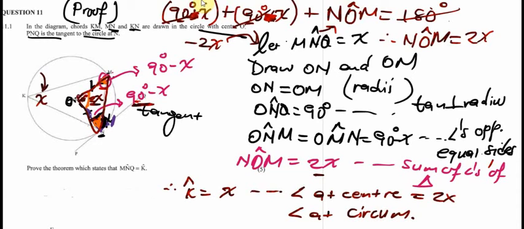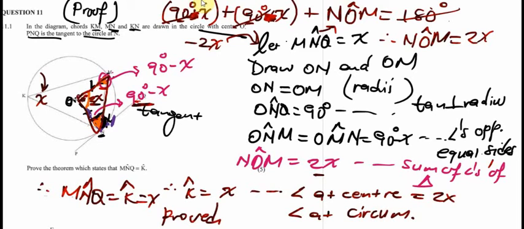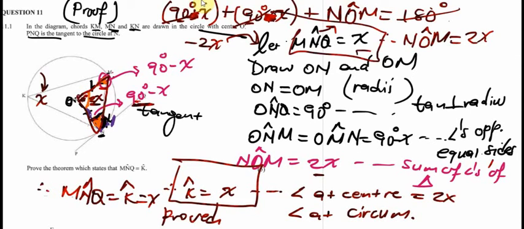Okay, so therefore you can say that your angle MQ will be equal to your angle K, equals x, as proven. We already proved that K was equal to x, and then we said that MQ was equal to x. So since they are both equal to x, now we have proven what we were supposed to prove, the theorem.